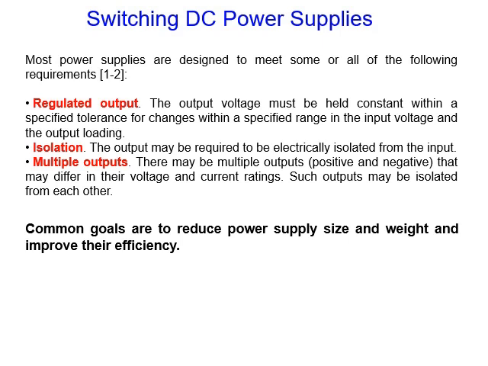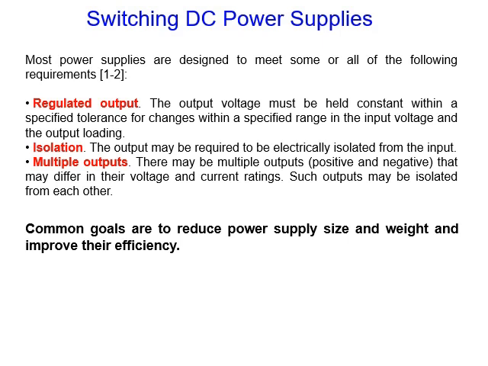The second point is isolation. We need to isolate the input from the output. Providing isolation is wonderful, it keeps them safe. And the third one is multi-output, which means that from our DC power supply, we must have more than one output.